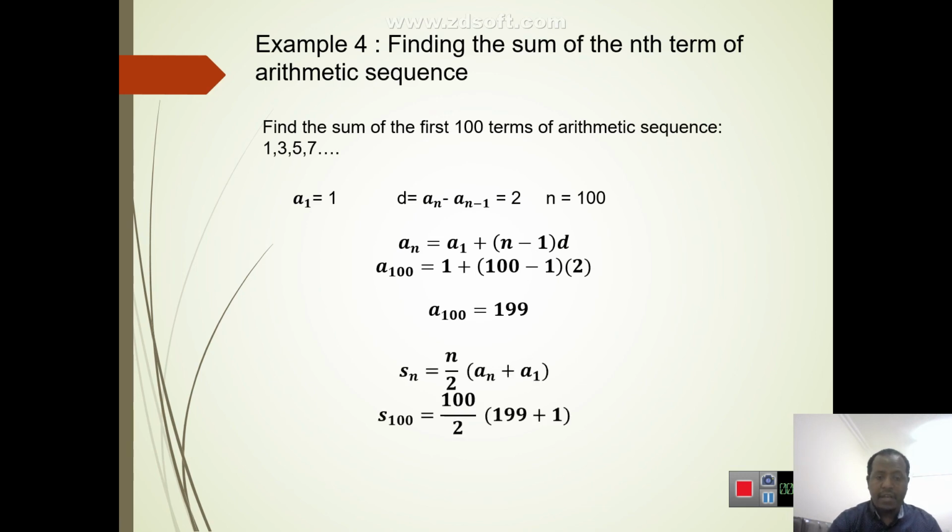So S sub n is equal to n over 2 times (a sub n plus a1), which is the formula. Then I just plug in the values of a100 and a1. Finally, the sum of the first 100 terms of the sequence will be 10,000.